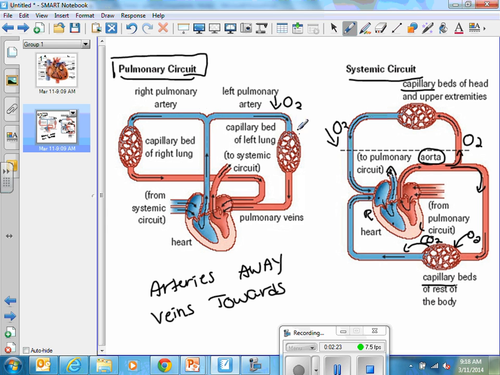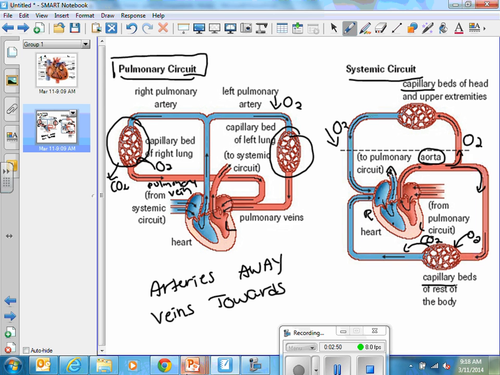Once we get all that oxygen, here's our capillaries in the lungs. Okay, we exchange gas there. We get rid of the CO2 and breathe it out. We breathe in O2, and it travels back to the heart through the pulmonary veins. Okay, when it comes back to the heart into the left side, now it's full of oxygen. It can get sent off to the rest of the body.